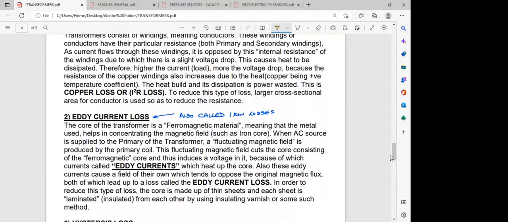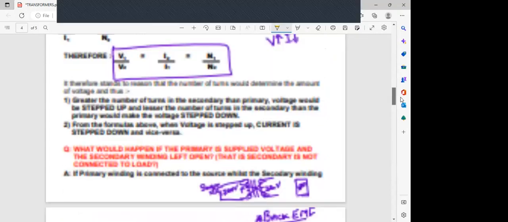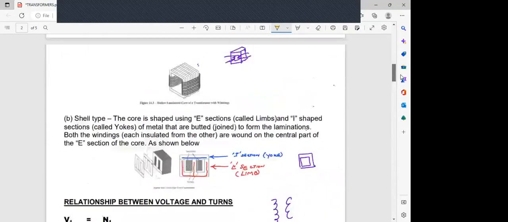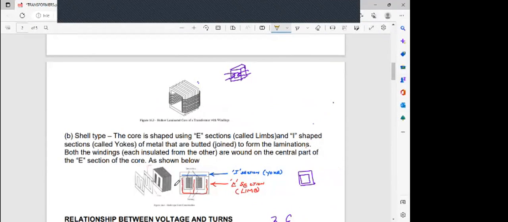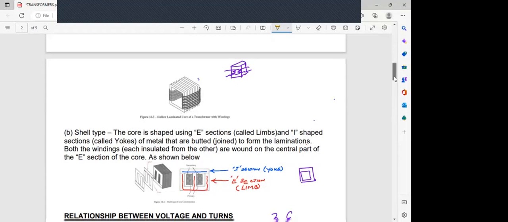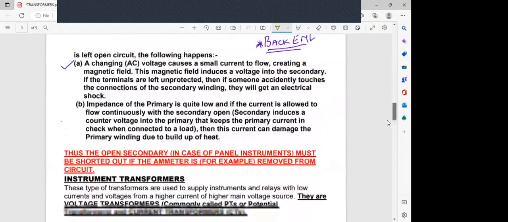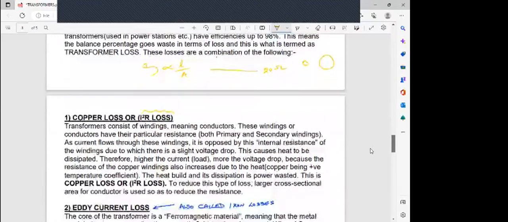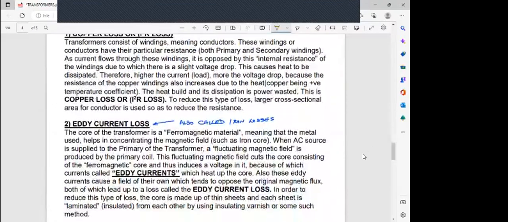Now coming back to these two things over here, your hollow type and your shell type of cores. I said whether it is hollow or shell type, the core is cut into very thin sections, and then each section is insulated from one another by means of varnish. So what are these eddy current losses or iron core losses?